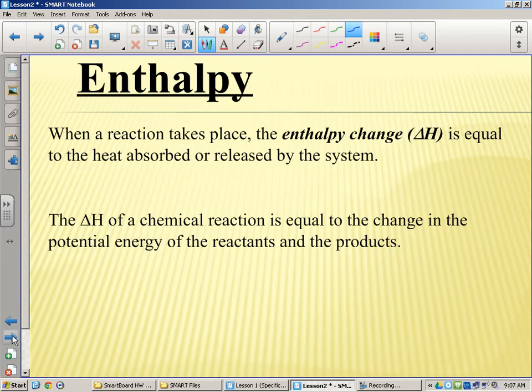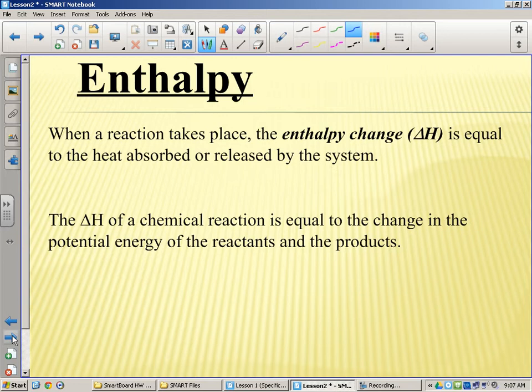The delta H of a chemical reaction is equal to the change in the potential energy of the reactants and the products. So basically it's going to look at the reactant side and say how much energy is stored up in there, or how much energy do I have on the reactant side, how much energy do I get as the products? In fact, we're going to do something called Hess's law later on, and that's exactly what we're going to do. We're going to compare the reactants and the products to each other and see how much heat is actually given off by these chemical equations.